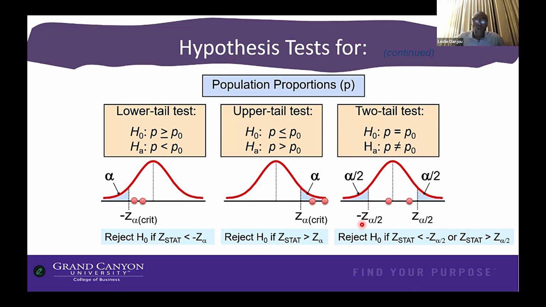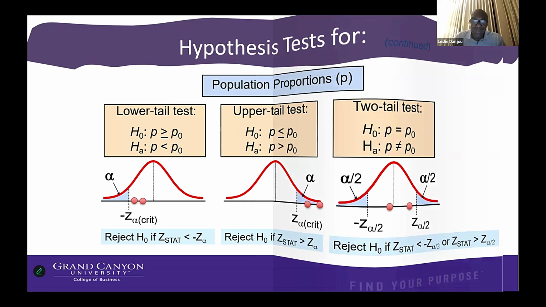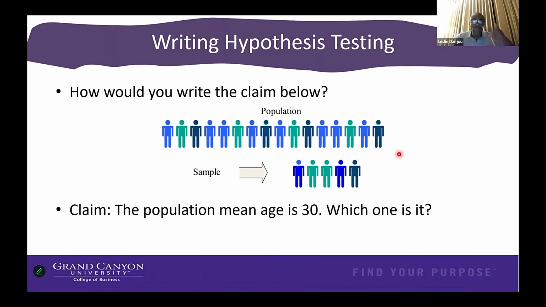So listen to the claim, and from there you can tell: is it a right-tail test? Is it a left-tail test? Is it a two-tail test based on the claim? Let me test you on this one, and then we can get into our homework for today. How would you write this claim? Which one of these is true? The population mean or average is 30.